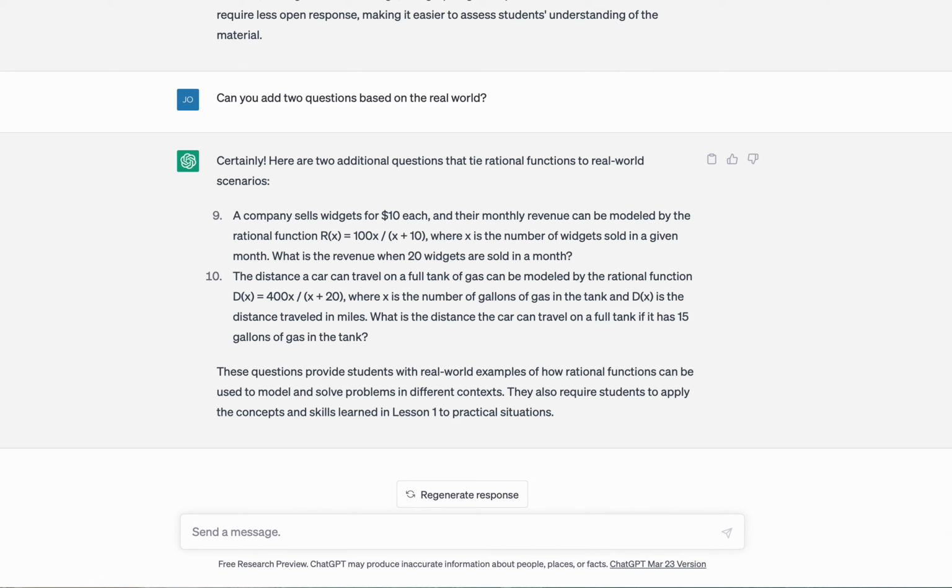Okay, one more thing I want to do with this. I don't know about where you are, but where I teach, group work is all the rage, and it has a lot of benefit as well. So can you add a part to lesson 1 that requires students to work in groups? And let's see what it comes up with here.